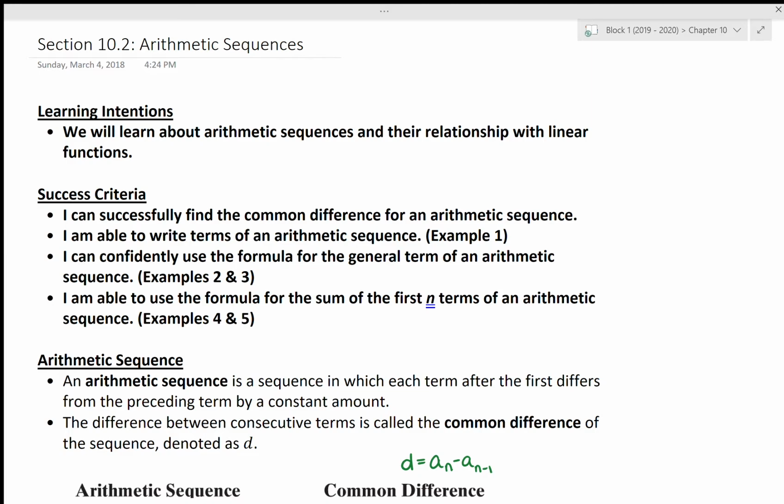Now what we're going to do for this week is get into arithmetic sequences. That's what 10.2 is about. Basically, we're going to learn about those and their relationship with linear functions. Our success criteria for this is: I can successfully find the common difference of an arithmetic sequence, aka the pattern. I am able to write the terms of an arithmetic sequence. I can confidently use the formula for the general term of an arithmetic sequence, and I am able to use the formula for the sum of the first n terms of an arithmetic sequence. This is called a series. When you add up the terms within a sequence, it's called a series.